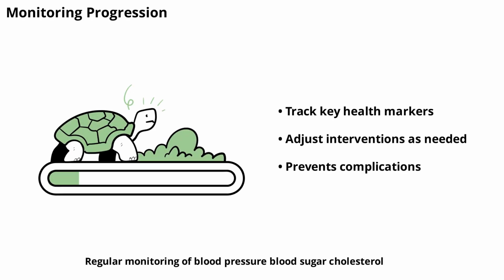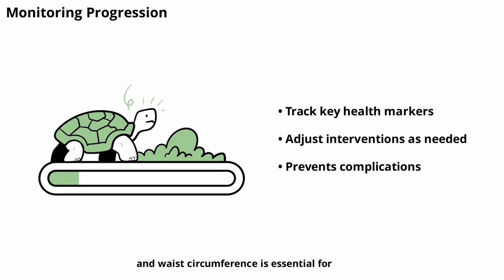Regular monitoring of blood pressure, blood sugar, cholesterol, and waist circumference is essential for tracking the progression of metabolic syndrome. Early detection of changes allows for timely adjustments in lifestyle or medication, helping to prevent complications.